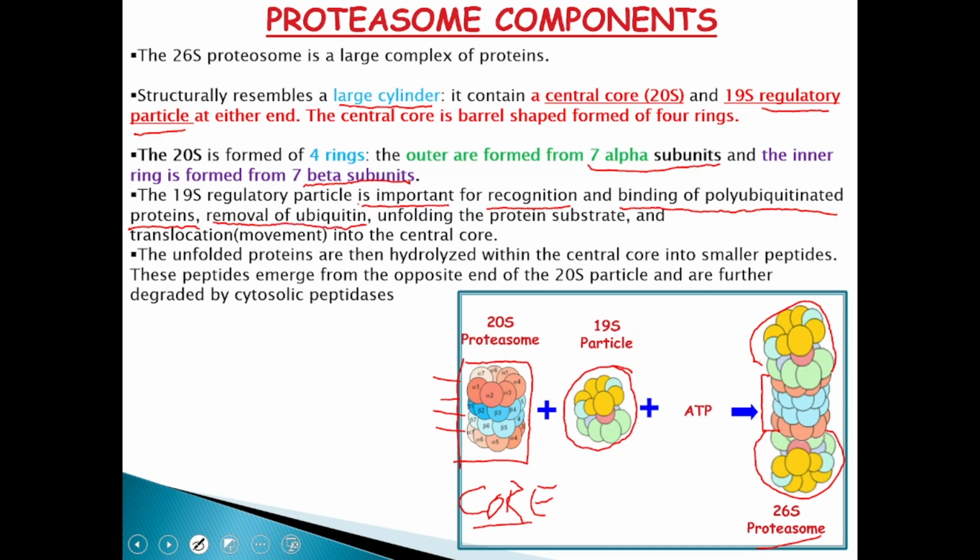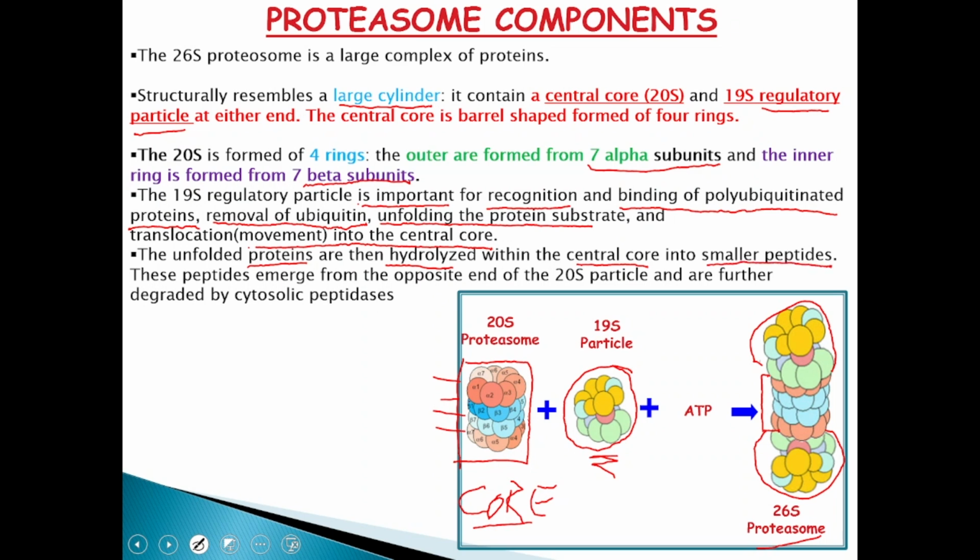Also, it is the regulatory part that removes the ubiquitin, because ubiquitin does not get broken down. It is the regulatory part which does the unfolding of the protein. So the protein is degraded not in a folded structure but rather in a linear structure. So the unfolding has to happen, and it is the regulatory part that will move the protein into the central core. Okay? And once the protein has reached the central core, the proteins are hydrolyzed by the central core into small peptides.